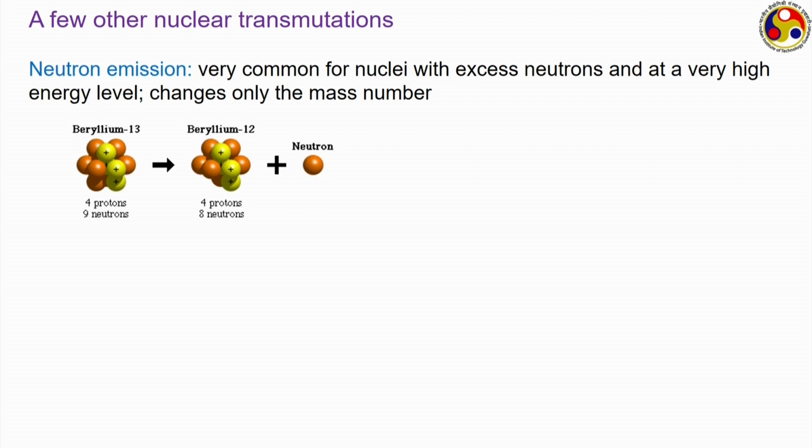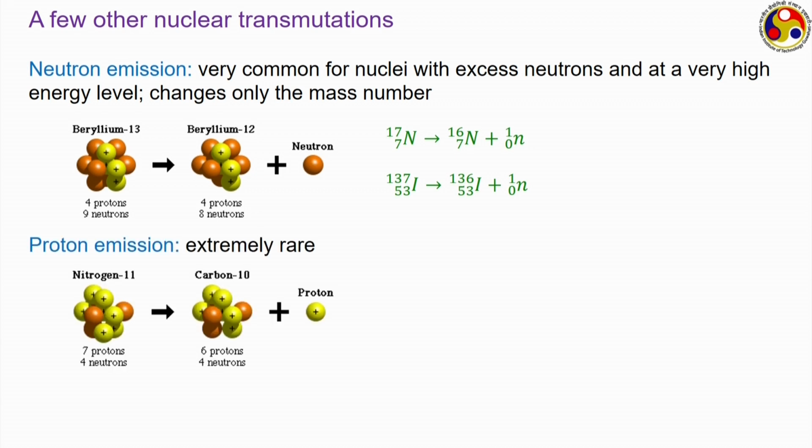Finally, before closing, a few other nuclear transmutations are also present along with alpha, beta or gamma decays. Neutron emission is very common for nuclei with excess neutrons, particularly heavier nuclei and also at a very high energy level. It changes only the mass number, and the atomic number remains the same. Like in the first example, beryllium-13 releases one neutron and gets converted to beryllium-12, just another isotope of the same element. Couple of other examples here.